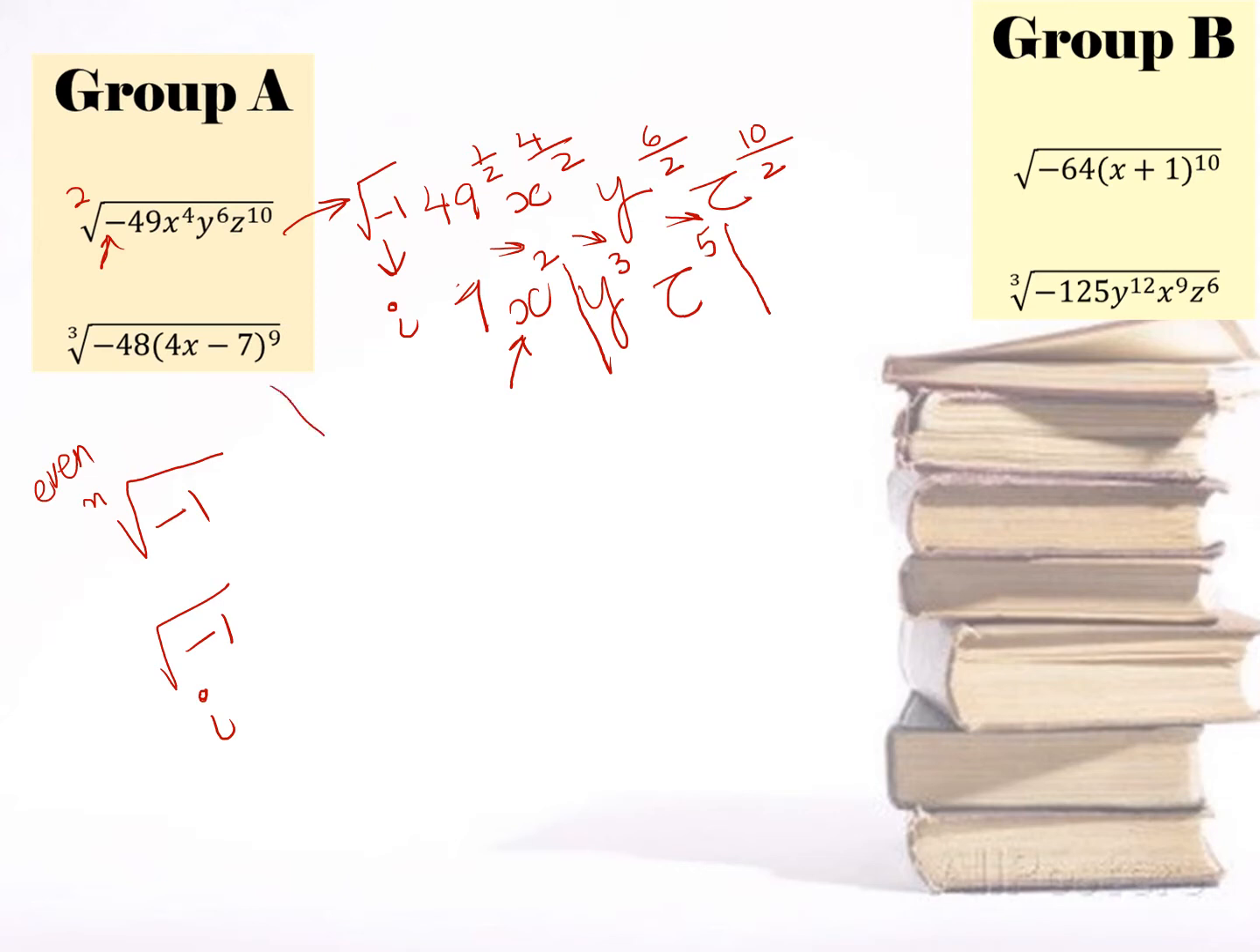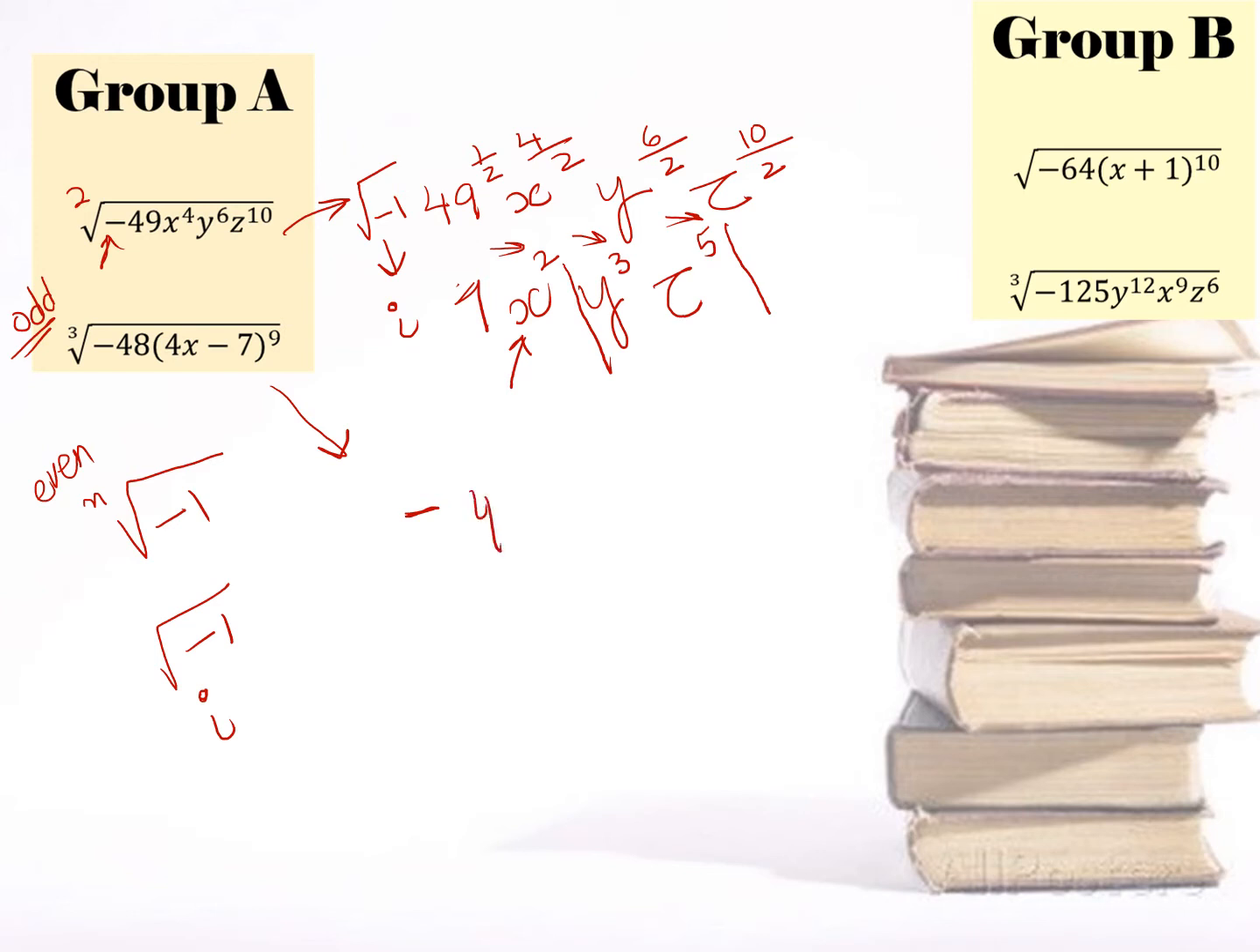Now let's see question number 2 of group number A. Now it is a cubic root. It means the index is 3. That means it is odd. So no need to worry about it. The cubic root of a negative always results in a negative. If the radicand is positive, the answer is positive for an odd index.